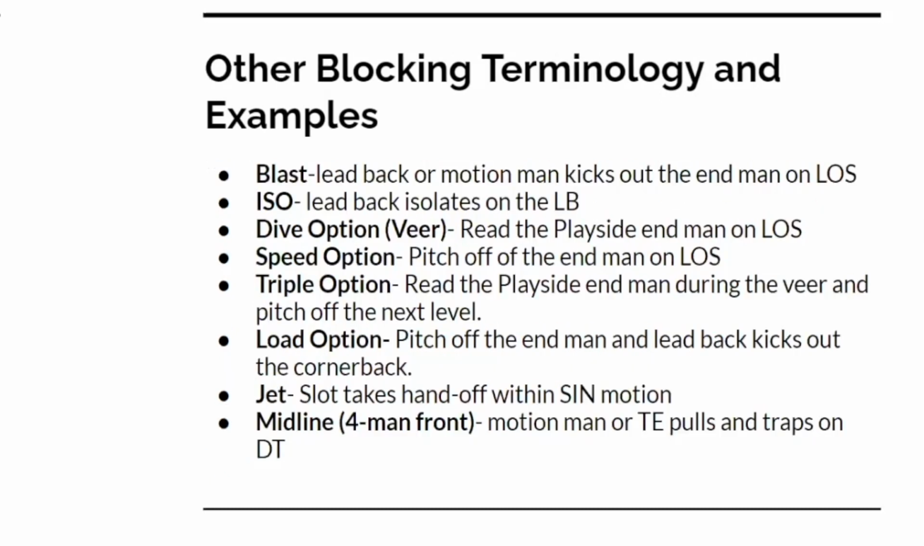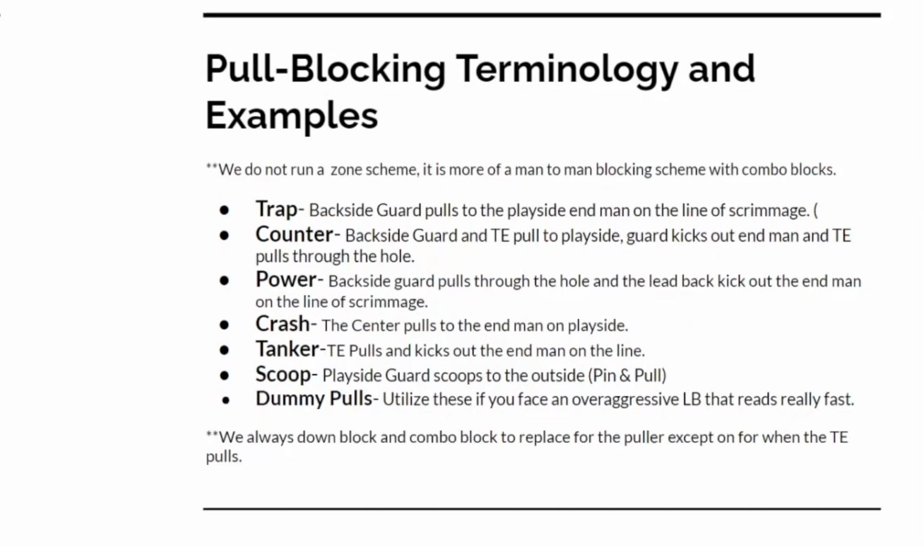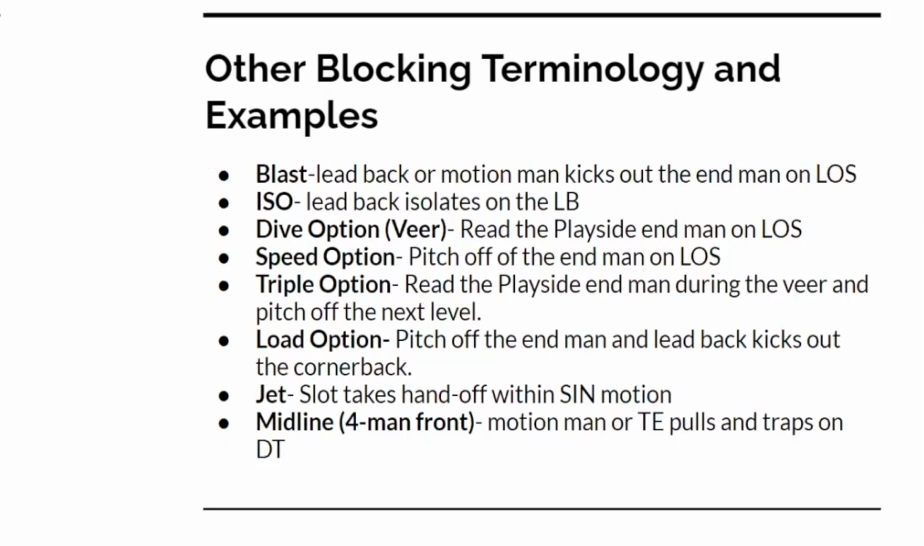Other blocking terminology that we use. So obviously going back here, we run all of these things, and then just some of our base blocking stuff. We have blast, and I know that sounds very simple. It's just where the lead back or the motion back kicks out the end man, but we run a quarterback blast and a tailback blast. We also have our lead back coming out of the backfield, and it can also be our motion man. So we do it a lot of different ways just to mix things up so you don't know where the lead block is always coming from.